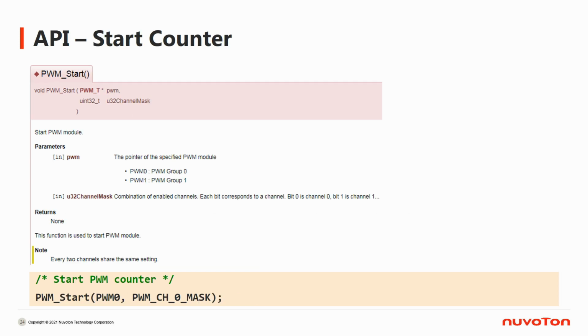Besides, don't forget to start the counter for PWM. This API, PWM Start, will start a PWM counter for a specific channel of a PWM module. Since every two channels share the same counter, start a counter means to start a counter for two channels. By the example below, it starts the counter of channel 0 and channel 1 of PWM module 0.